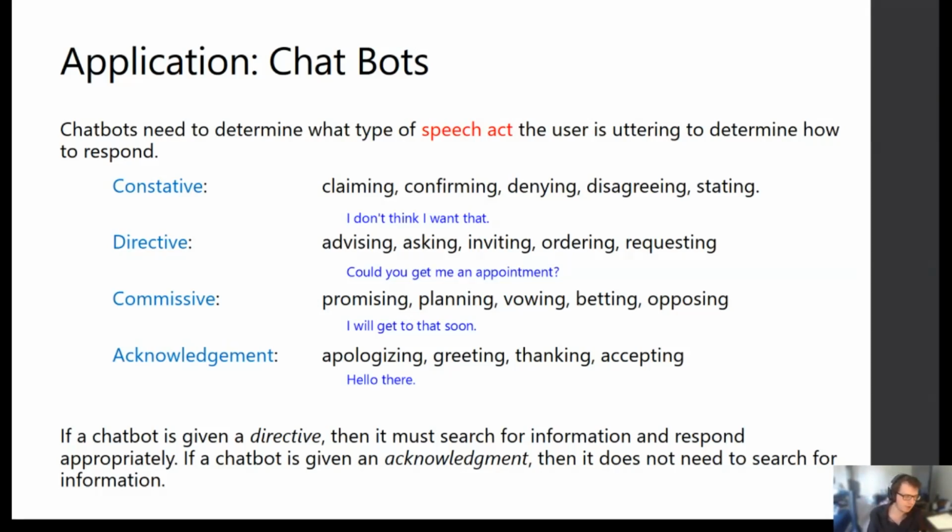I'm sure you've all had talks with Siri or Alexa or Google or other types of chatbots where you said something and they just have not responded appropriately, and you're trying to understand what went through the bot's mind, if it has one. Sometimes it just misinterpreted the speech act you're trying to make.